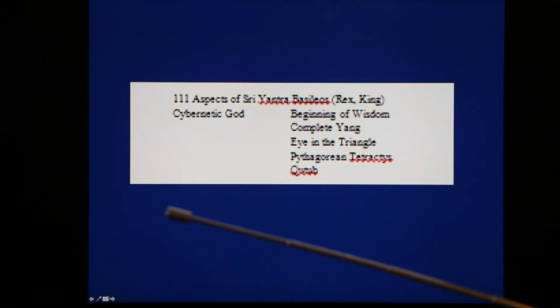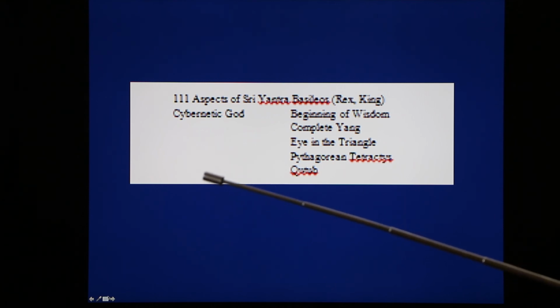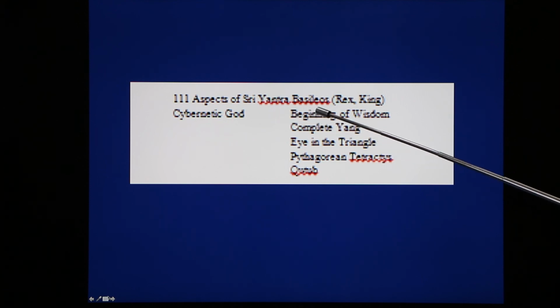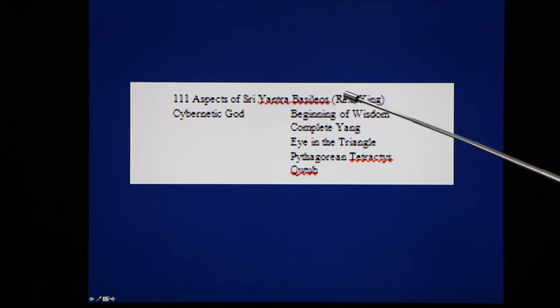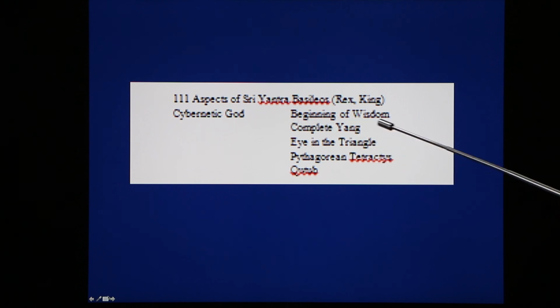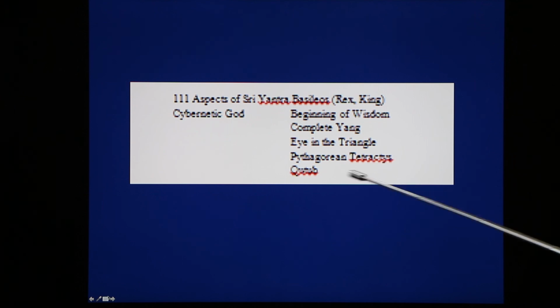111 is the geometrical form of the Sri Yantra. It's also the aspects of the Sri Yantra. It's the number of Basileus, the Greek word for king, Latin rex. It's the cybernetic god at the beginning of wisdom, the complete yang, the eye and the triangle, the Pythagorean tractys, and the kutub, the dot that I make when I'm writing, which also becomes the pillar in Sanskrit.